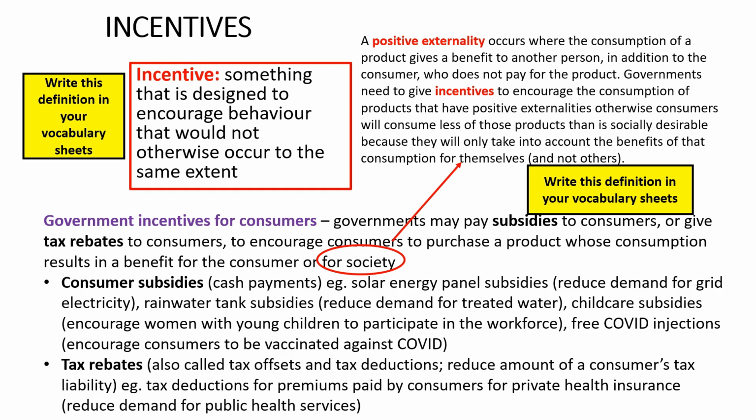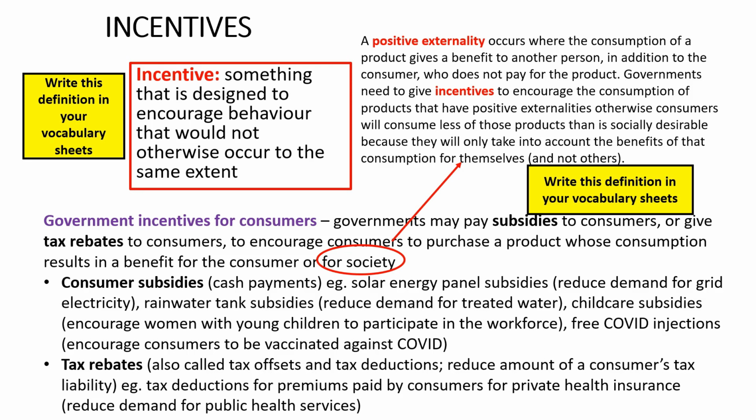And a consumer who takes out private health insurance gets the benefit of having treatment in a private hospital. But this also benefits society because it reduces the number of people who need to be treated in public hospitals, which are paid for by the government and therefore the taxpayer. So you can see that governments use incentives to influence consumers to purchase products where the purchase of those products is beneficial not just for the consumer, but also for society.